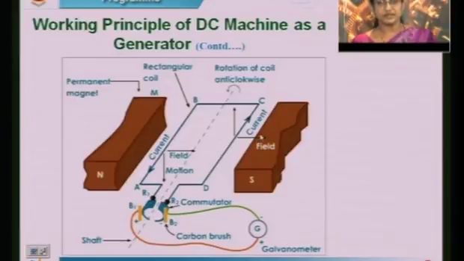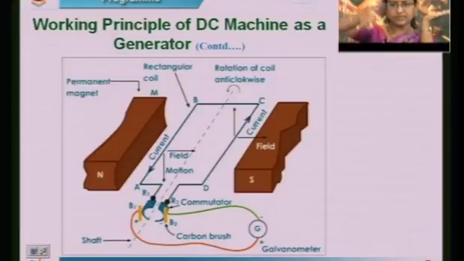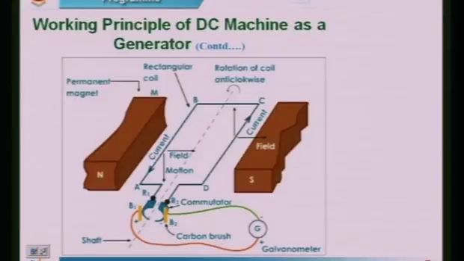In that magnetic field, whenever this conductor is moved, you see this conductor has sides A, B, C and D. It will rotate under the influence of the north pole and south pole. We have shown this rotation of the coil in the anticlockwise direction. When it is rotating anticlockwise, it will start from 0 degree, then 90, then 180, then once again it will start the rotation from north to south, that is from 180 degree to 360 degree.